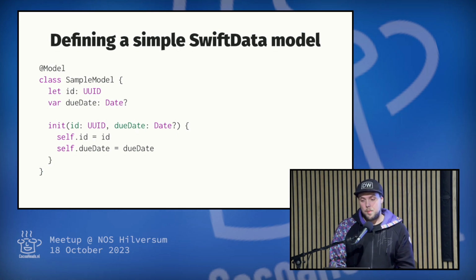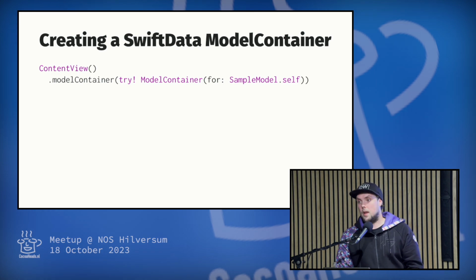Next to models, we have our model container. The model container is similar to NSPersistentContainer. It's basically your entry point, your main point of creating everything for your SwiftData container, right? So similar to Core Data. We can make one by calling the model container initializer and passing it the model classes that we want to use. In this case, it's just one. If there's multiple, it uses variadic generics, so you can just pass as many arguments as you want instead of an array of models, which is kind of cool.